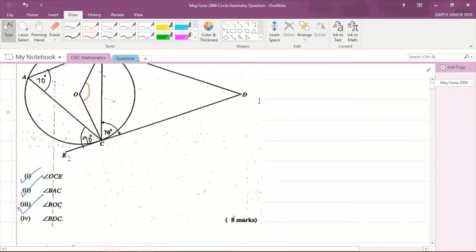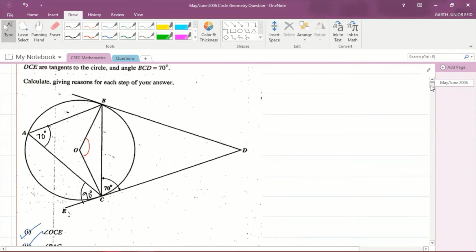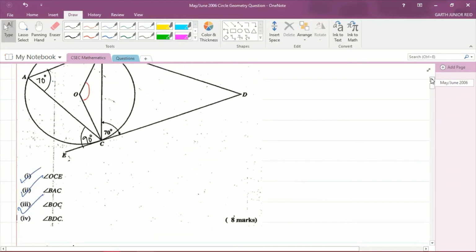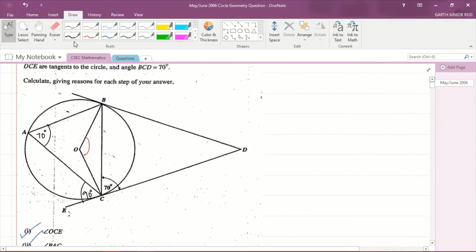We're now at the final part of the question, part 4, which says that we are to find the angle BDC. We are saying that this angle here was 140 degrees. And then they want us to calculate the angle BDC, which is here, this angle here. Now, how do we calculate that angle?